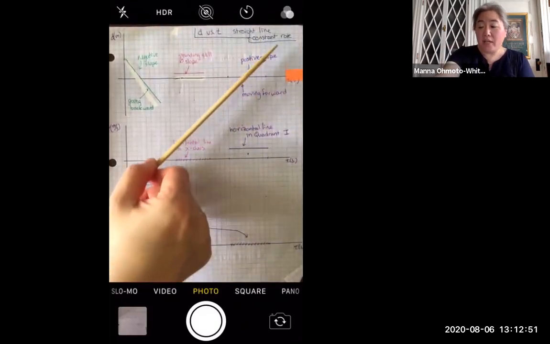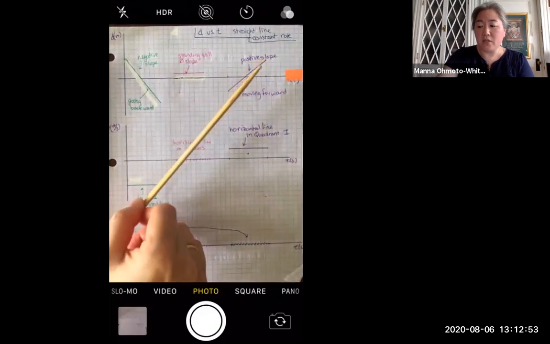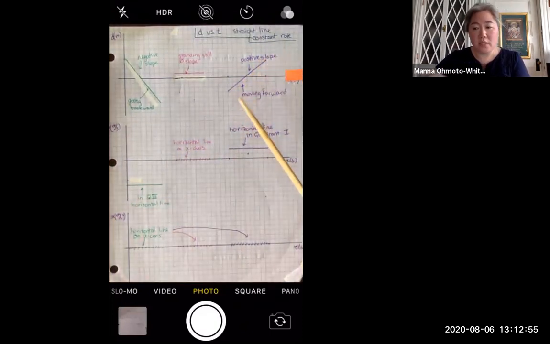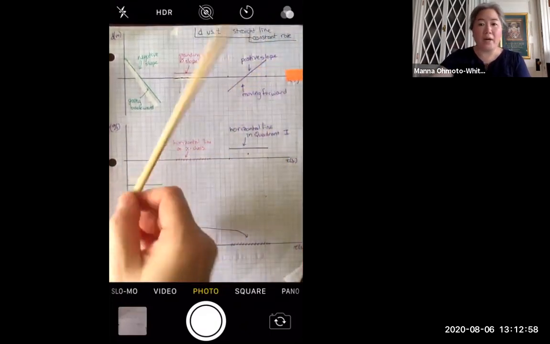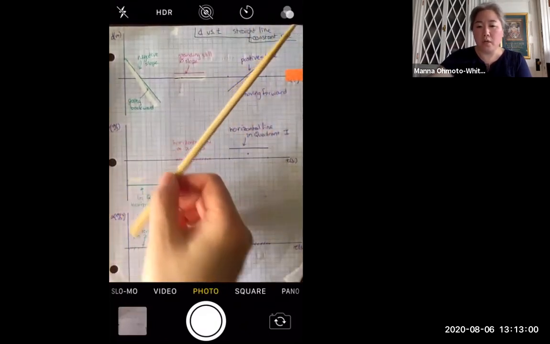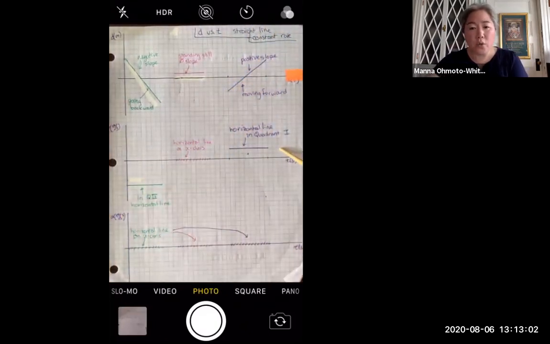The third type of line I can have in my D versus T graph is a positive slope. It means I'm moving forward. Right? So the steeper the slope, the more rapidly I'm moving forward. I'm just moving forward. So that will show up in the first quadrant for a V versus T graph. Again, this is a straight line on my D versus T graph, which means that it will be a horizontal line in my V versus T graph. And then if it's a horizontal line on my V versus T graph, it will be on the zero axis, the x-axis, as a horizontal line on my A versus T graph.